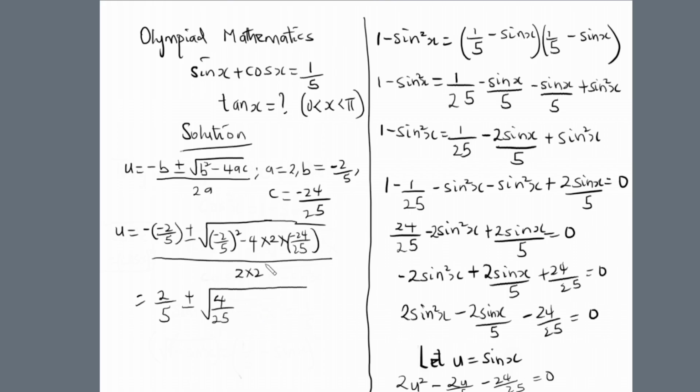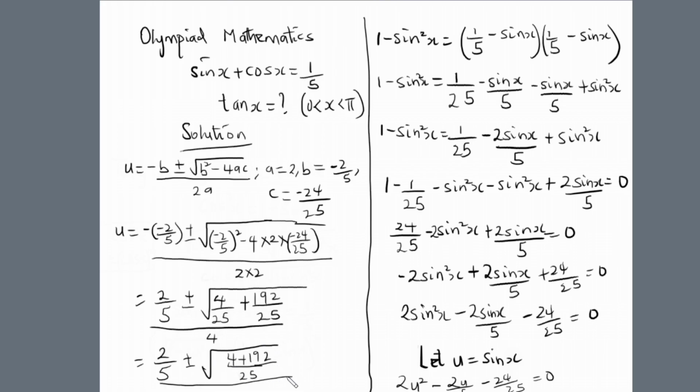4 over 25 minus 4 times 2. 4 times 2 is 8. 8 times 24 is 192. So that's going to be plus 192 divided by 25, all divided by 4. So this is 2 over 5 plus or minus the square root of, both of them have the denominator 25, so I can write 25 and then 4 plus 192. Everything is still divided by 4.